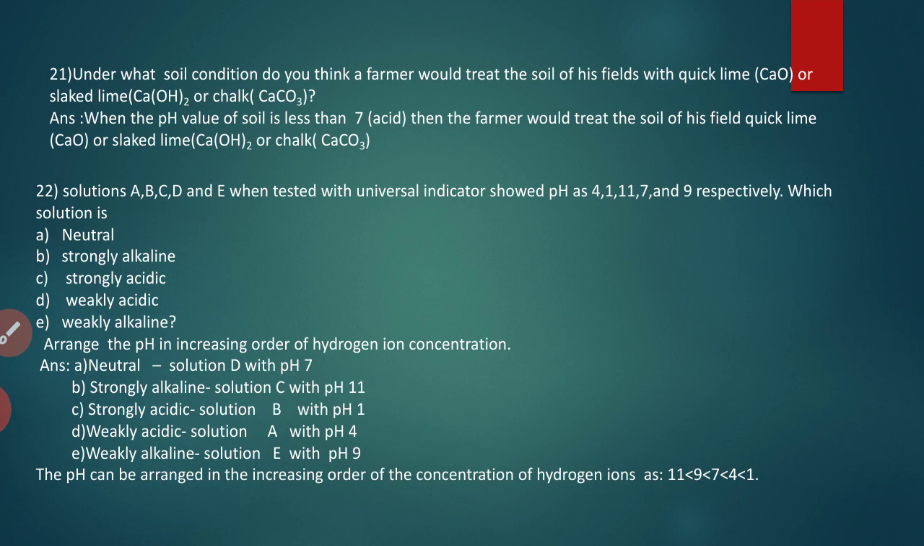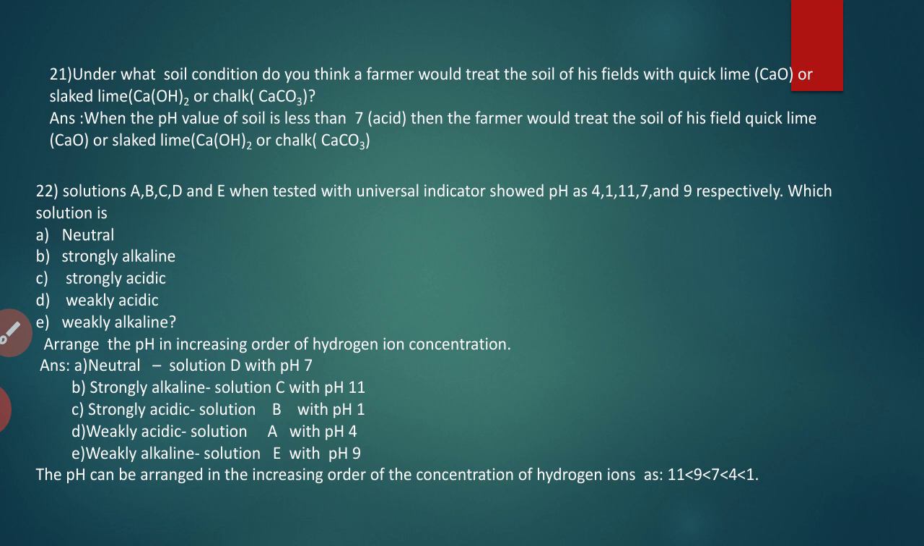Neutral, which solution here is neutral? Solution D. What is its pH value? 7. The next one, strongly alkaline. Which solution is strongly alkaline? Solution C with pH 11. And strongly acidic, solution B with pH 1. And weakly acidic, solution A with pH 4. And weakly alkaline, it is solution E with pH 9.